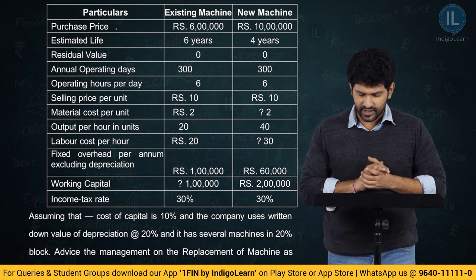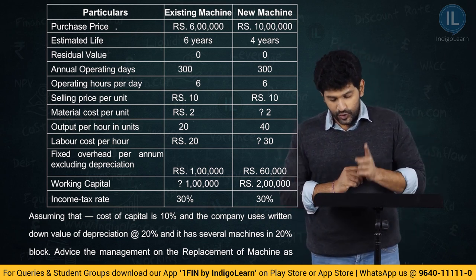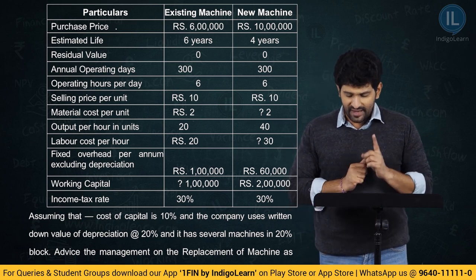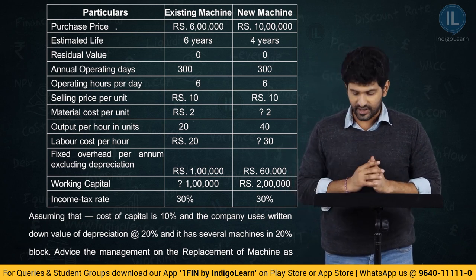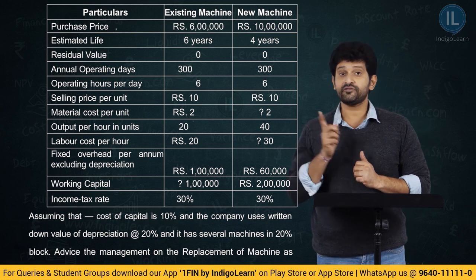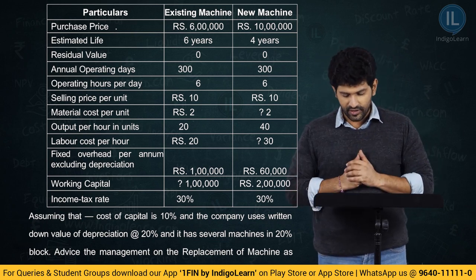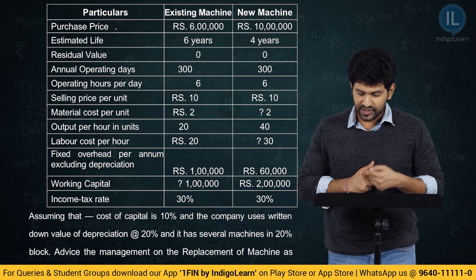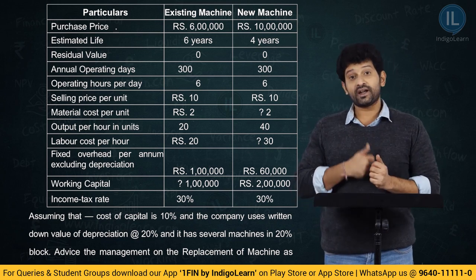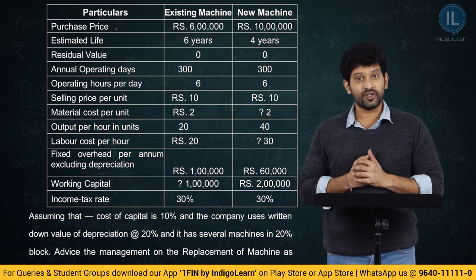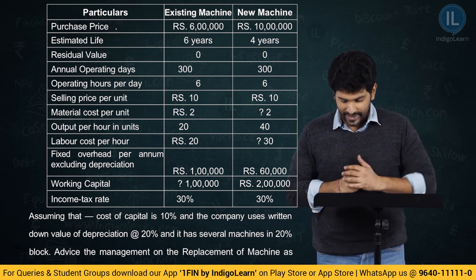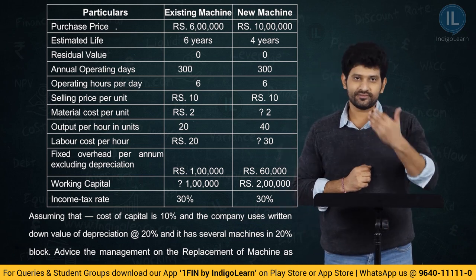So in case of existing machine, output per hour in units, for 1 hour we have 20 units. For 1 hour, we have 40 units in case of new machine. Now, why is this helpful? Output in case of existing machine, we have only 20 units per hour. But in case of new, we have 40 units. Therefore, there is an increase in the output. Now, correspondingly, we will also increase the revenue.